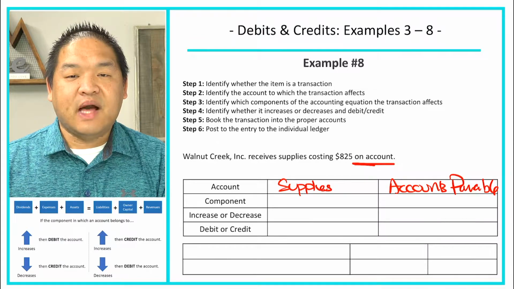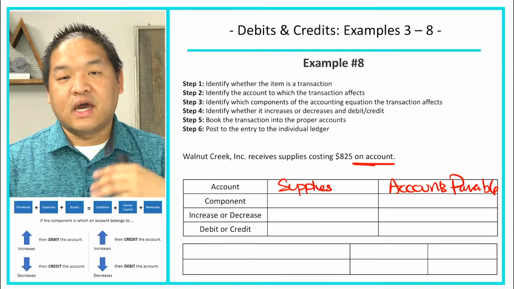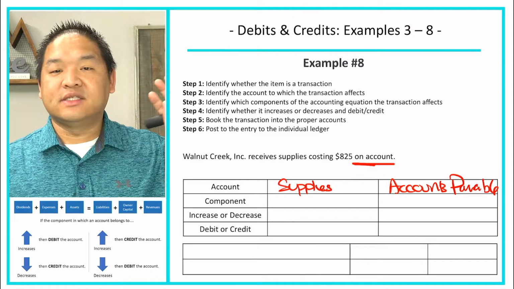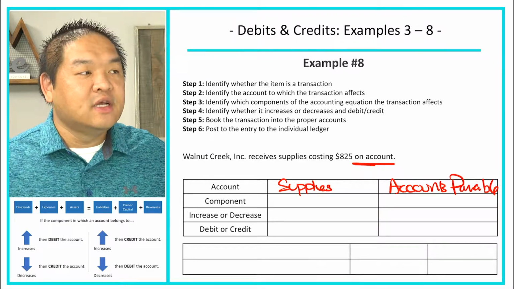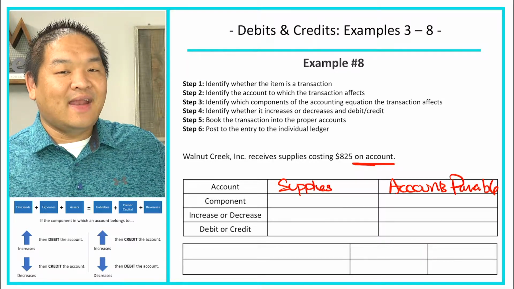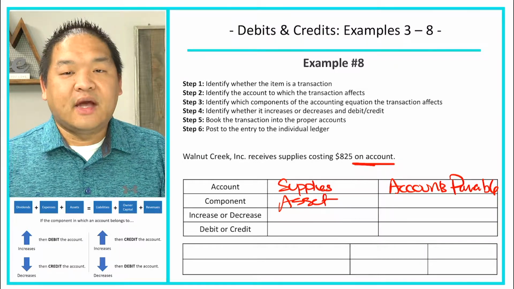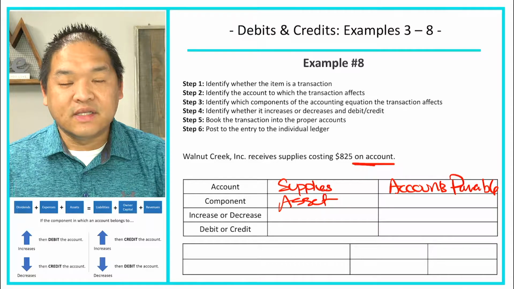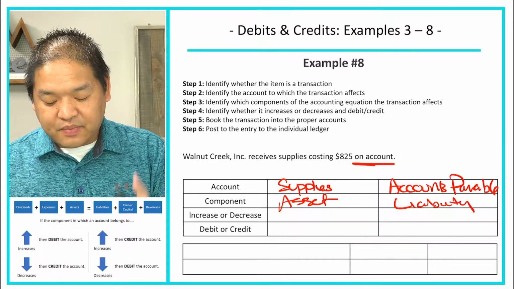So what component is supplies? Well, supplies is a future benefit because we can use them later. It's kind of like having supplies in the supply cabinet. Because they haven't been used yet, they're not technically supposed to be expense. You still have them. You could still sell them. So we consider that an asset. What about the accounts payable? Well, accounts payable is what we owe. We said what we owe is a liability.